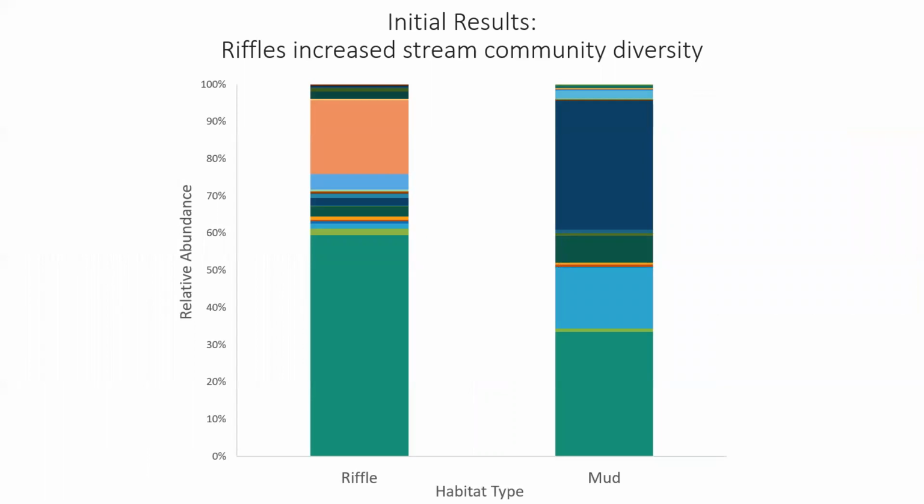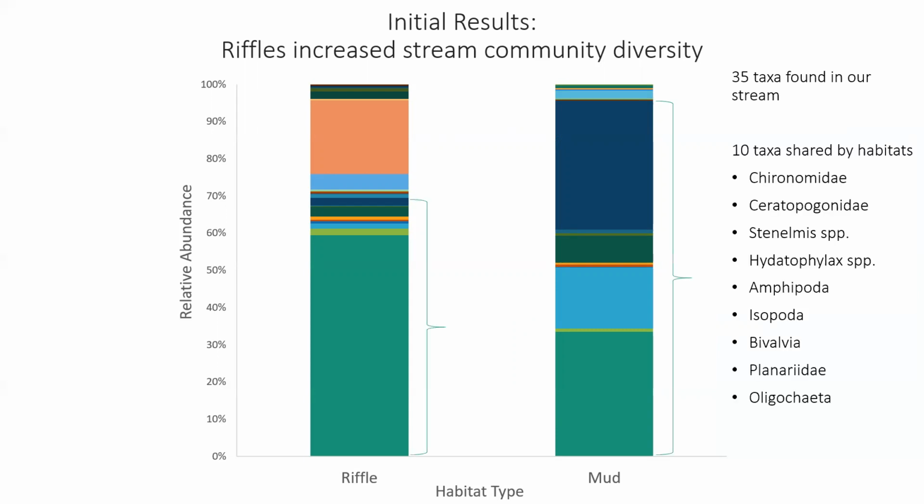From our initial results, we found that our riffles did increase the diversity of aquatic insects in our stream as a whole. This graph shows the relative abundance of insect taxa in the riffle habitat and mud habitat. Between the two habitat types, there were a total of 35 different taxa in our stream 2 months after the start of our experiment. The following 10 taxa were found in both our riffles and mud habitats.